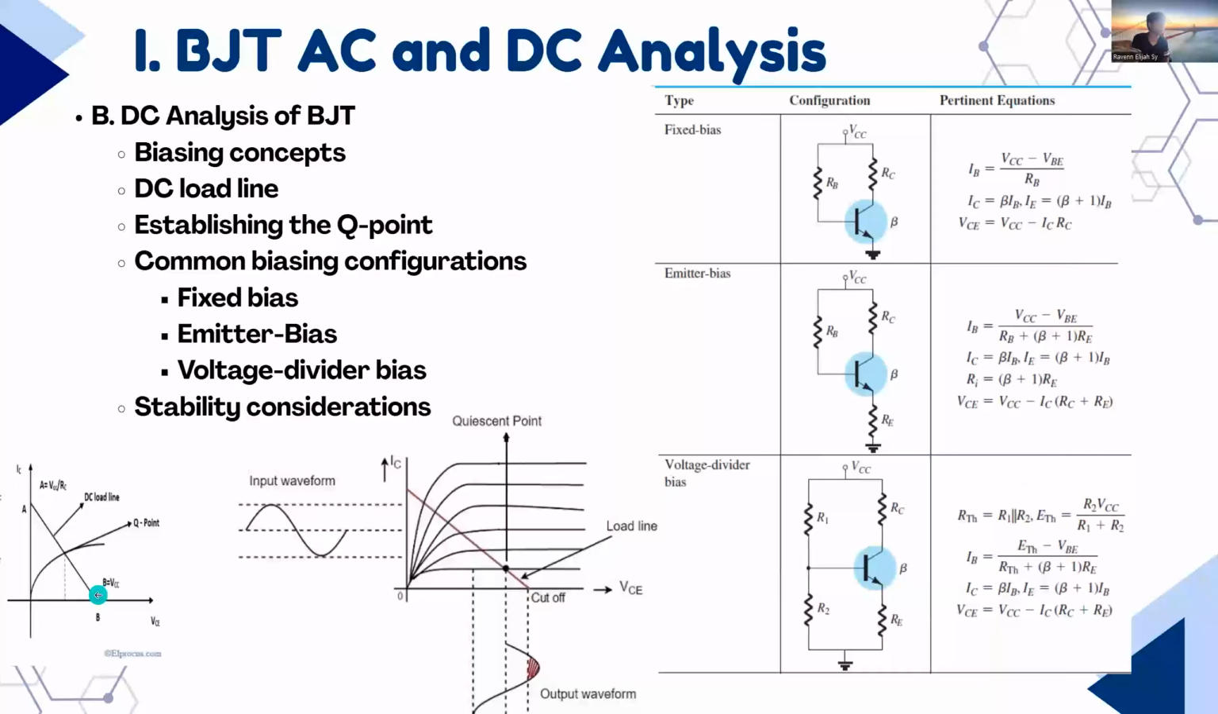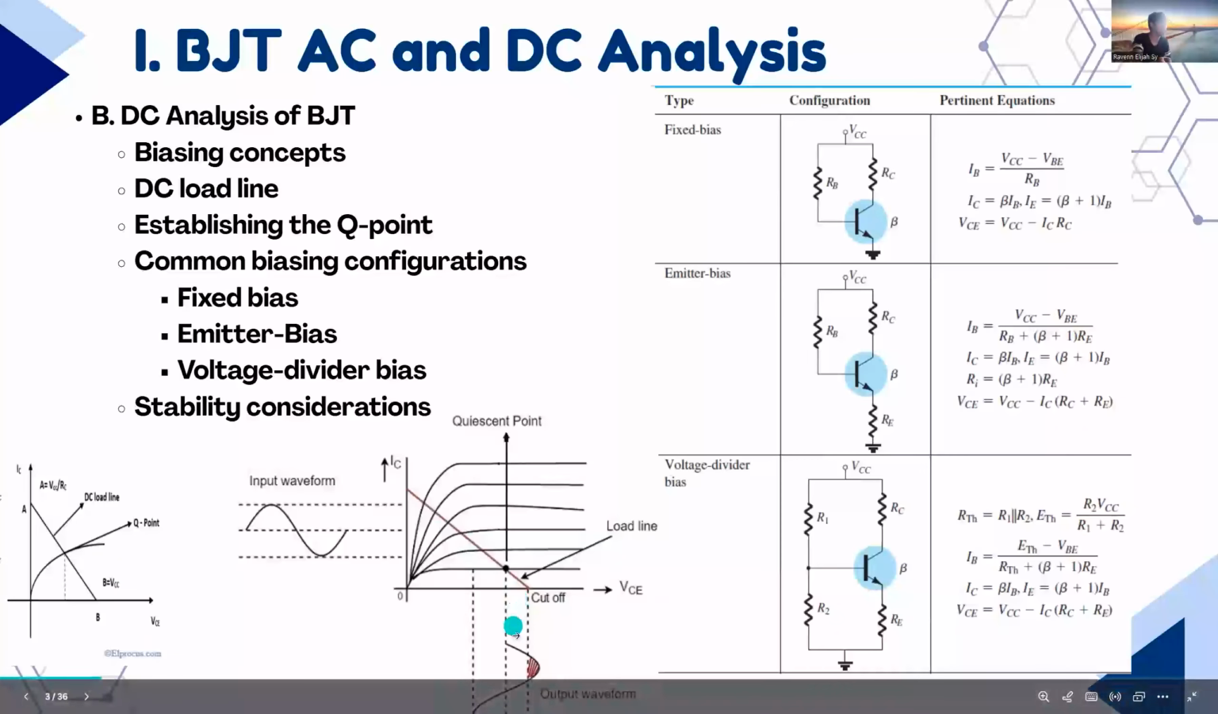The Q point must be positioned in the center of the active region on the load line to allow maximum unclipped signal swing. Because if we don't place our Q point at the middle, as you can see here, there's a possibility that the output waveform will be clipped, which will result in distortion.